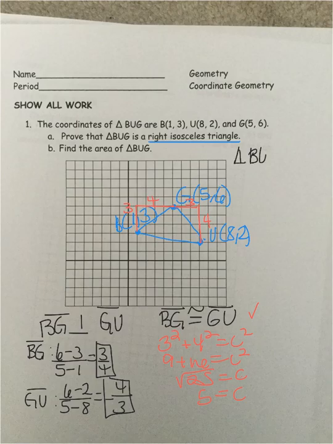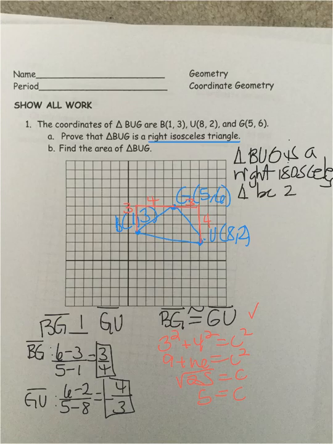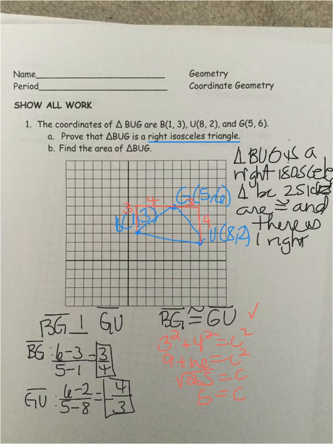Triangle BUG is a right isosceles triangle because two sides are congruent and there is one right angle. And then the final thing we're asked to do is to find the area of BUG.